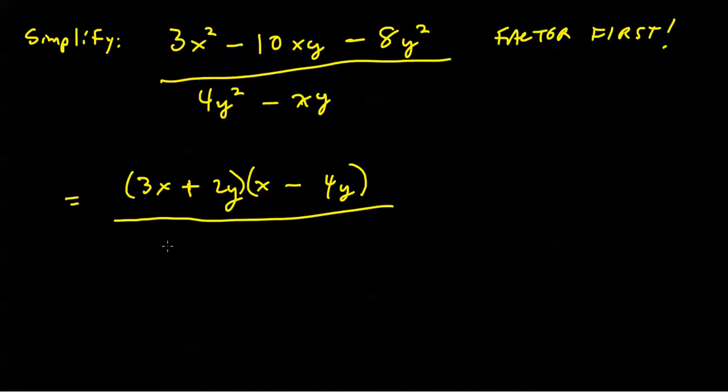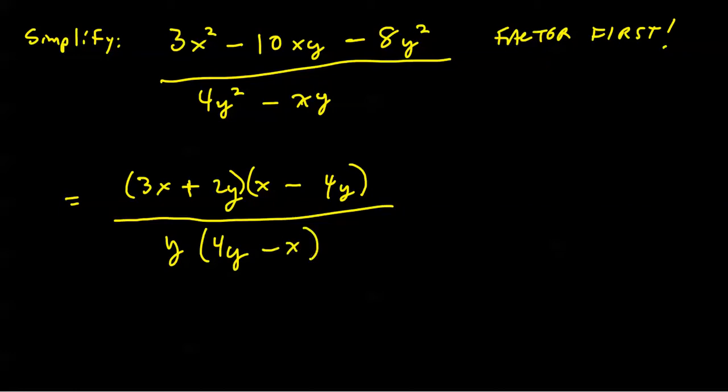Denominator is a little easier. I can factor out a y, of course. Y times 4 minus x. Oh, 4y. Whoops. Y times 4y minus x. Factoring out a y from the denominator.